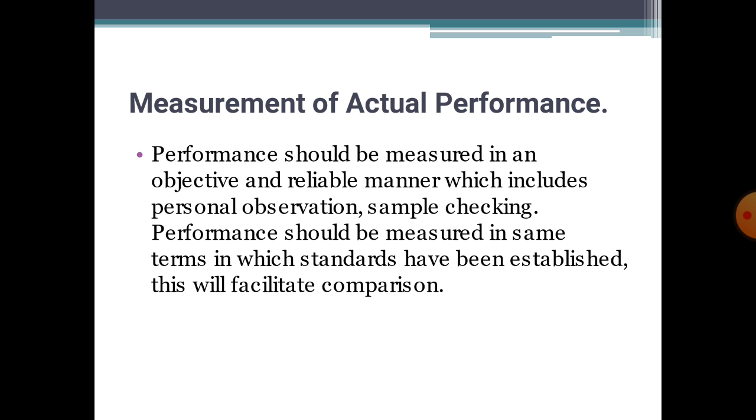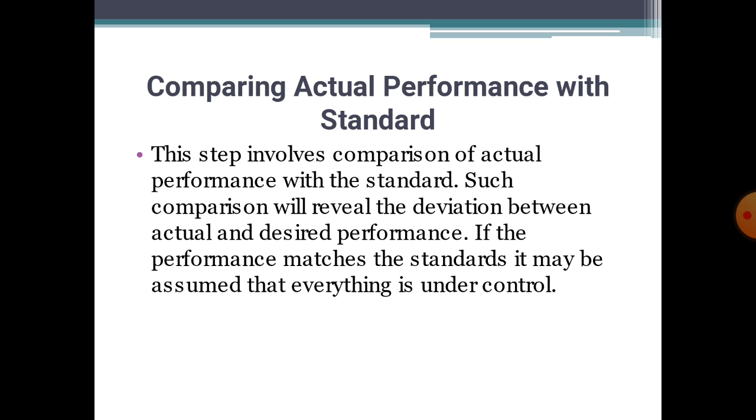The next thing is comparing the actual performance with the standard. This step involves comparison of actual performance with the standard. Such comparison will reveal the deviation between actual and desired performance. If the performance matches the standard, it may be assumed that everything is under control. If there is no deviation or only a little, then everything is going fine. If there is a large amount of deviation, definitely the work is not being performed well. So this creates a burden for every individual aspect.